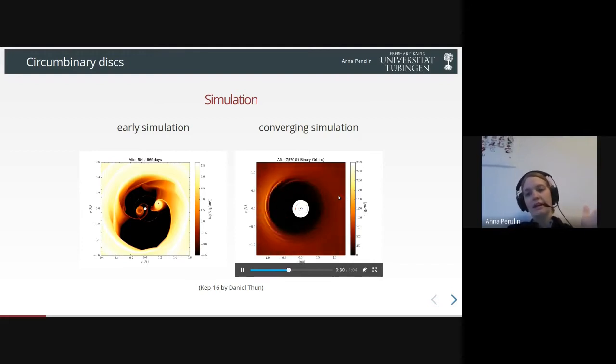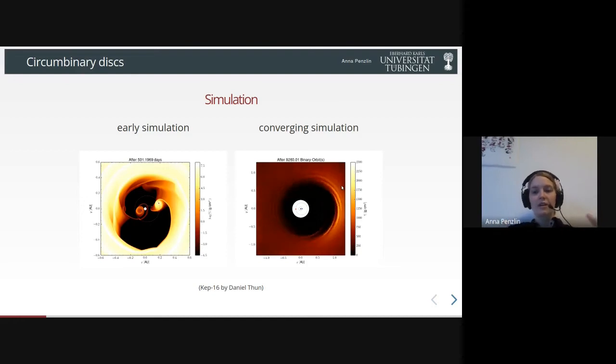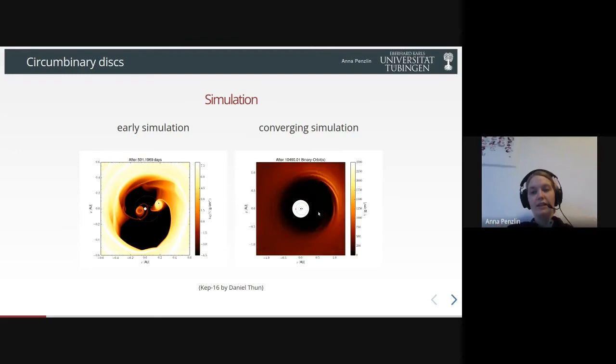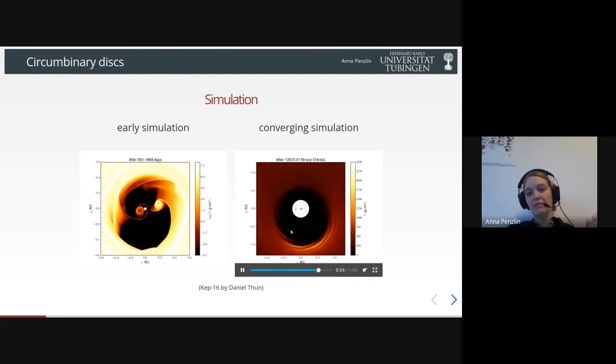And roughly after 10,000 binary orbits, we reach a quasi-converged state of an eccentric inner cavity that is as large as a semi-major axis of 3 to 6 binary separations. So this is really large, the MC region in here. And now you see it's just precessing slowly around the binary, but overall the pattern stays stable.